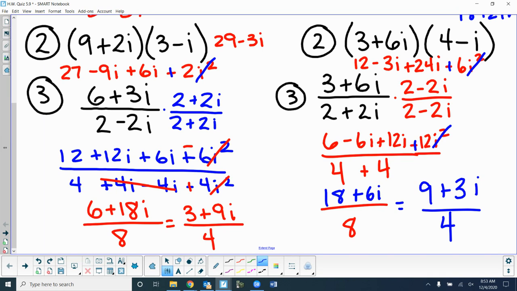94. What do we do with that i to the 11? Divide the 11 by 4, get 3.75. So that's i cubed, which is negative i. So this is 3 minus negative i, which is 3 plus i.